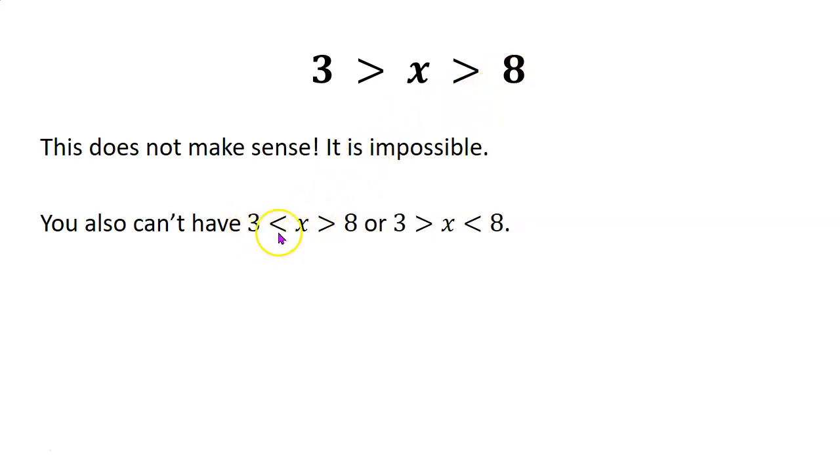You also can't run things together where the inequality signs are pointing in two different directions, like 3 is less than x is greater than 8, or 3 is greater than x is less than 8. That doesn't make sense.